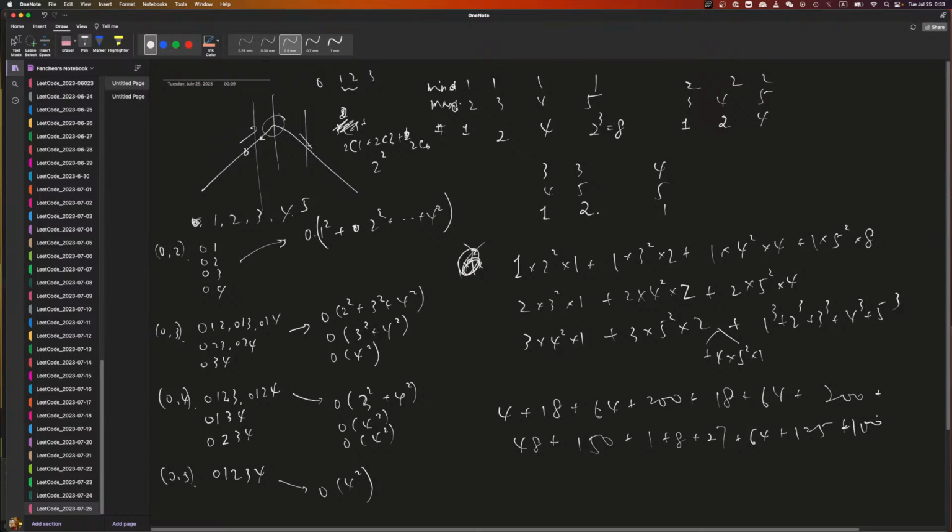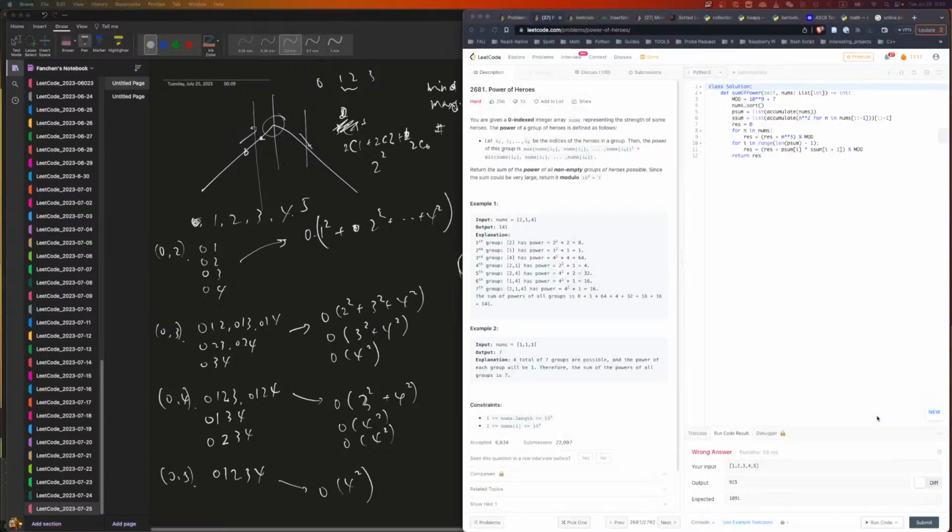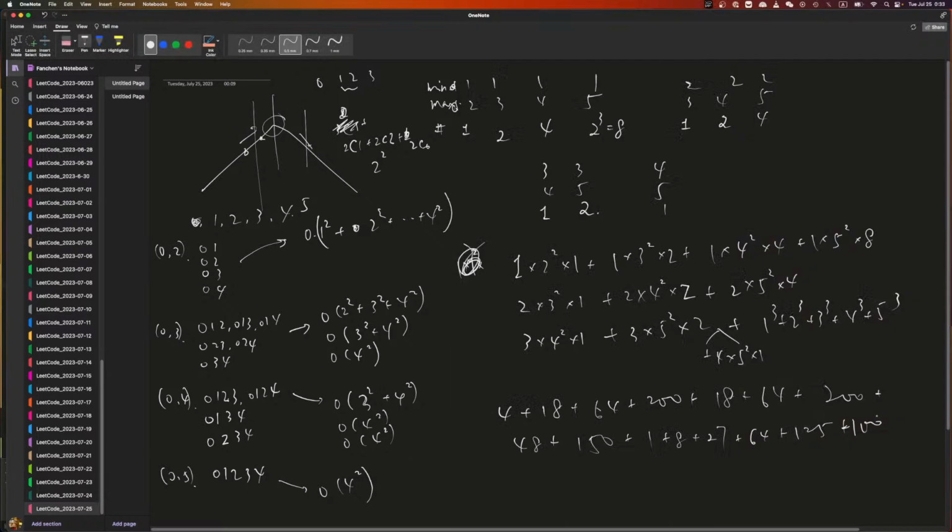No, we found a way, but the number length is 10 to the 5th. If you do this, it's O(n) squared. You have to calculate the full thing and a full thing and a full thing. So we have to make it faster to calculate this thing. How do we make it faster to calculate this?